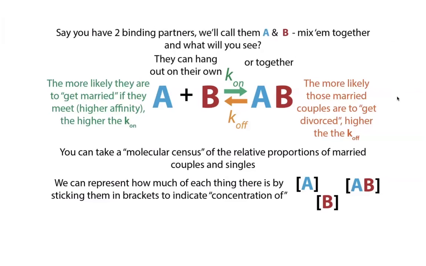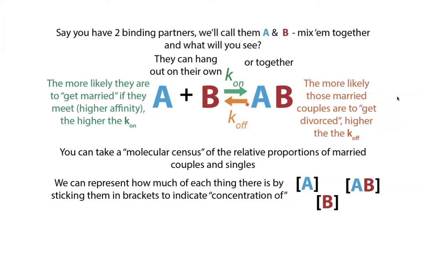Now, K on is going to represent how likely they are to actually get married if they bump into one another. So you can think of this as that whole attraction at first sight. Maybe you see them and you're really, really attracted to them. That would have a high K on. And maybe you get married, and maybe it really is love at first sight, so you'd have a low K off. You'd be not very likely to get divorced.